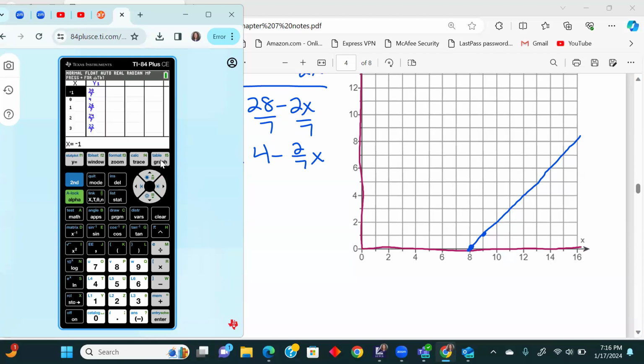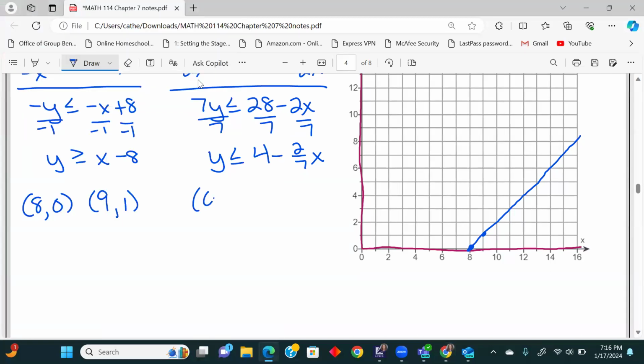Let's hit second table. Everything has to be positive. So we have a 0, 4. And let's see if we can find where Y is 0. Up and 14, 0. So 0, 4, and 14, 0. Over 0, up 4, over 14, up 0.